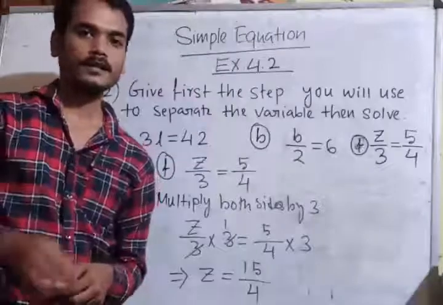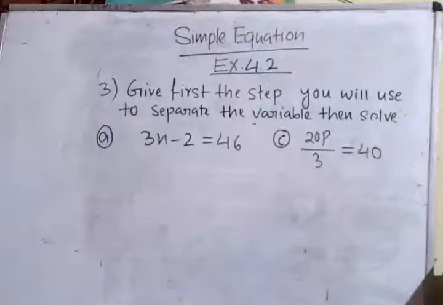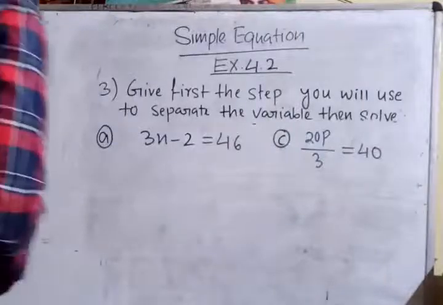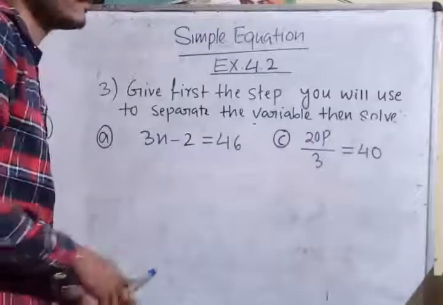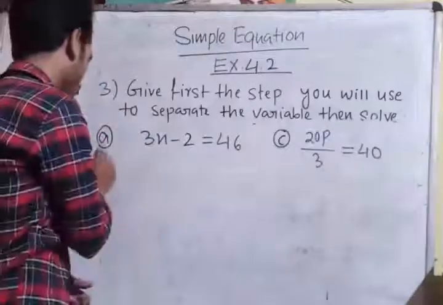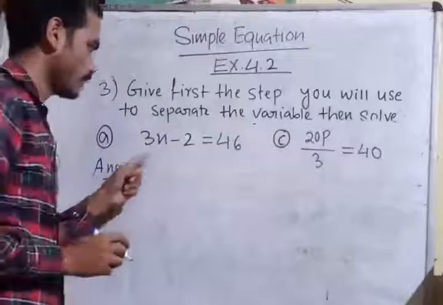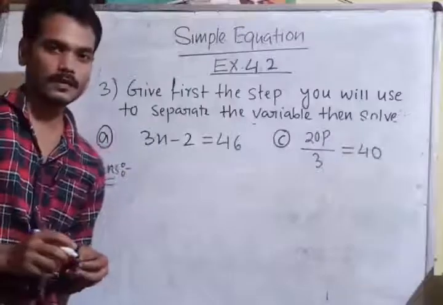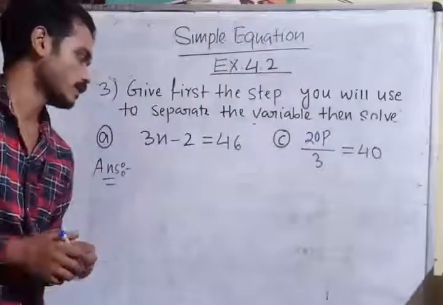Now let's see what is the next question. So this is the question number 3. Same thing, only you have to repeat. Give first the step you will use to separate the variable and then solve. So now let's see how to do it. This is the number A. 3n minus 2 equal to 46. Very easy thing.